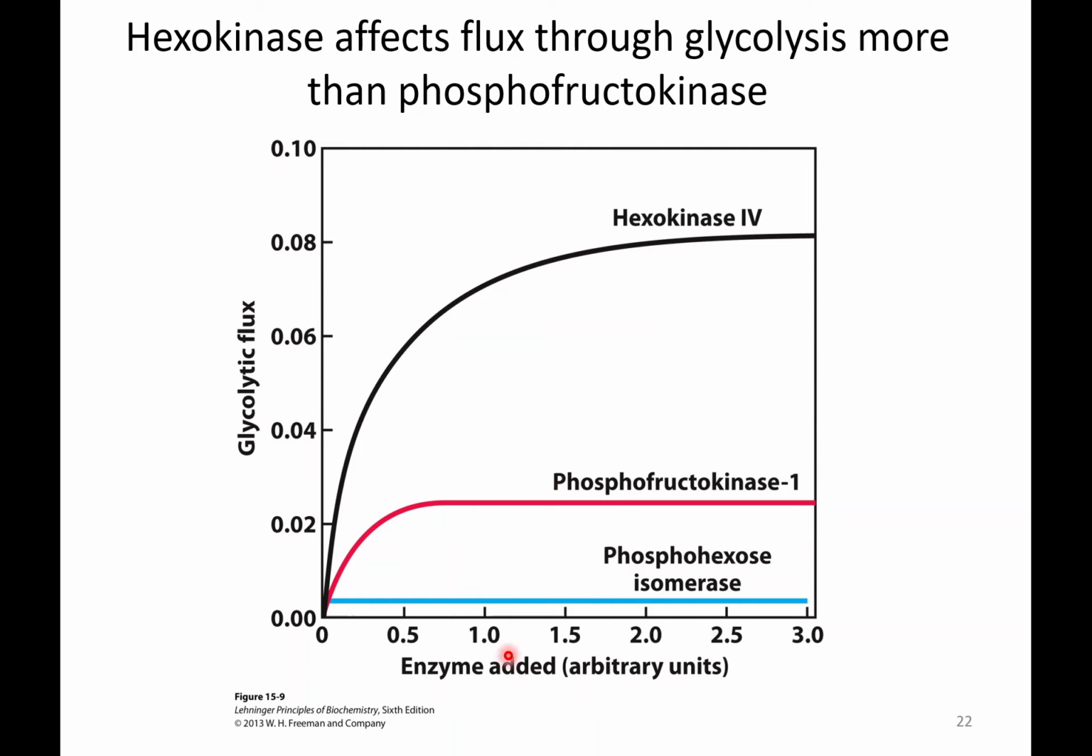Okay, so here we have a figure that shows the x-axis is the amount of the enzyme added and how much glycolytic flux you get. So adding more hexokinase really has a big effect on the amount of flux through the pathway. Adding more PFK1 will have an effect, but not as great as hexokinase. And then an example of an enzyme that isn't regulated, phosphohexose isomerase, you add more of that and nothing. If you're just adding more of that enzyme, that doesn't increase the flux through glycolysis at all.